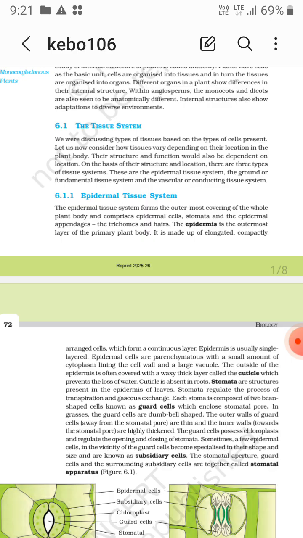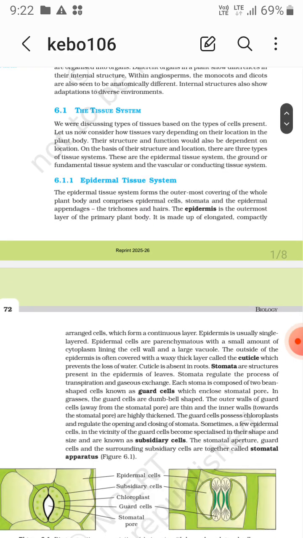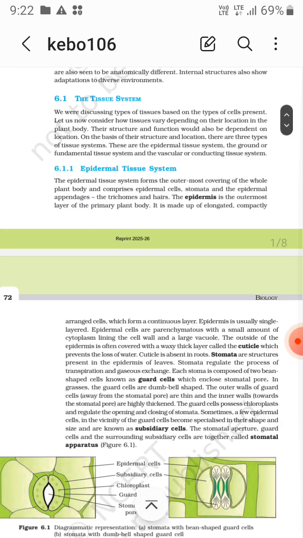there are three types of tissue systems. The first is the epidermal tissue system. The second is the ground or fundamental tissue system, and the third is the vascular or conducting tissue system, which contains the phloem, xylem and cambium. Now, first is the epidermal tissue system. It forms the outermost covering of the whole plant body and comprises epidermal cells, stomata, and epidermal appendages. Epidermal appendages are trichomes and hairs.